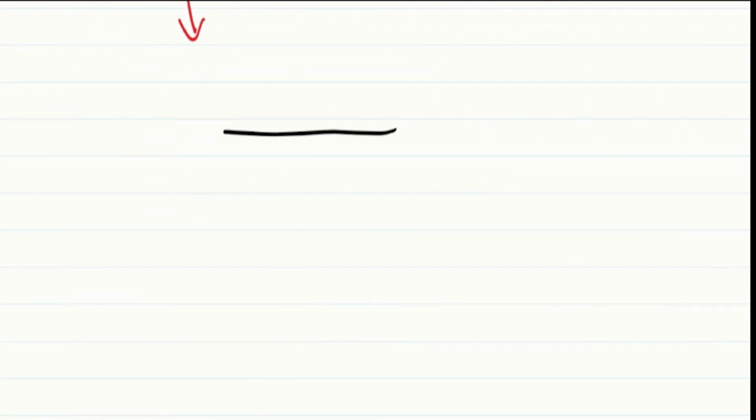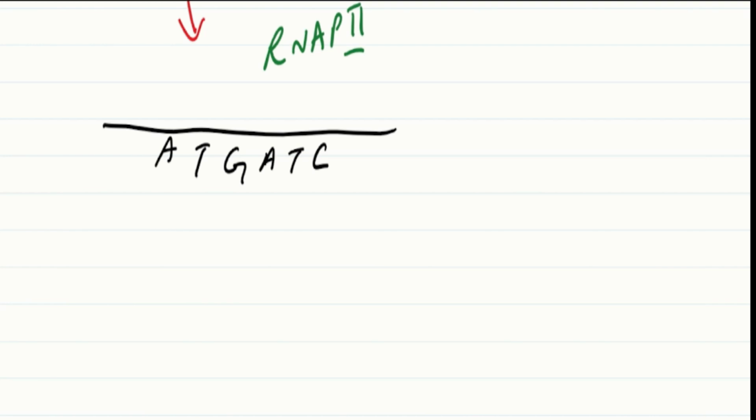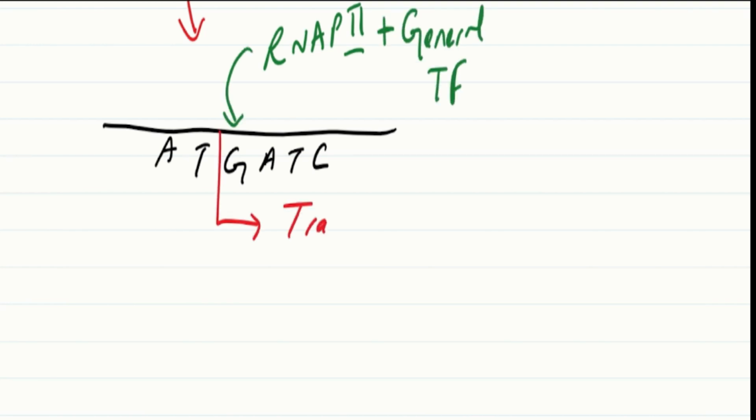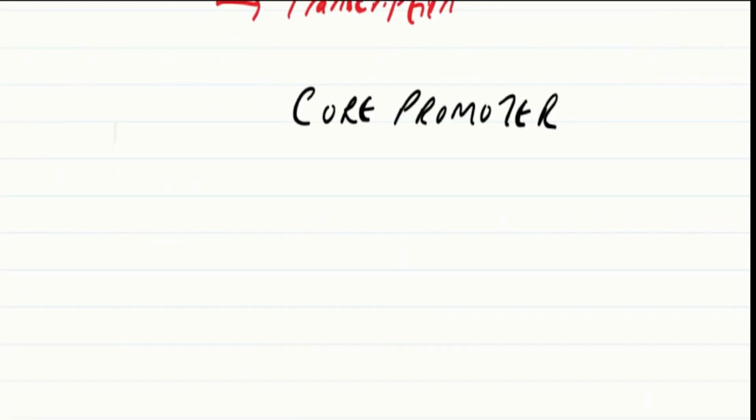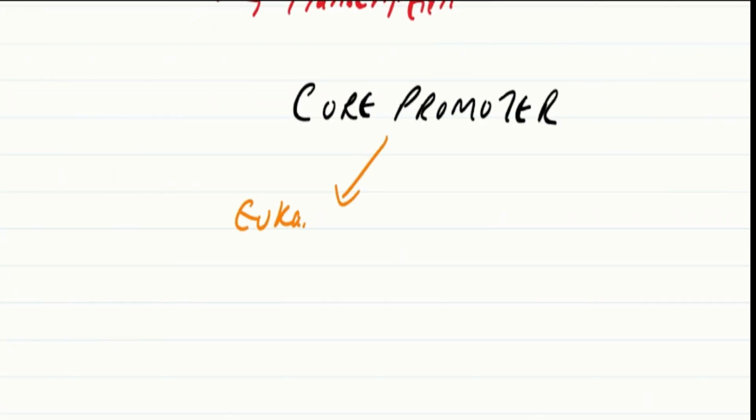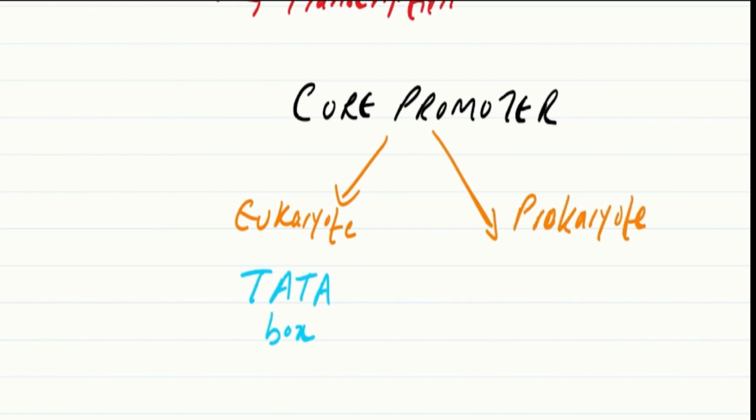The core promoter is the DNA sequence where RNAP2, or RNA polymerase II, and transcription factors come and bind so that RNAP can start the transcription process. So you see, it's a really important type which cannot be skipped, because otherwise we won't have any transcription. In eukaryotes we have the TATA box, while in prokaryotes we have the Pribnow box as the core promoters.